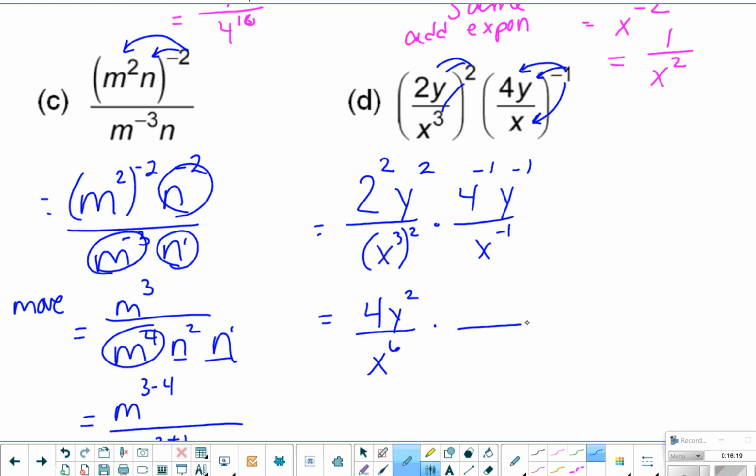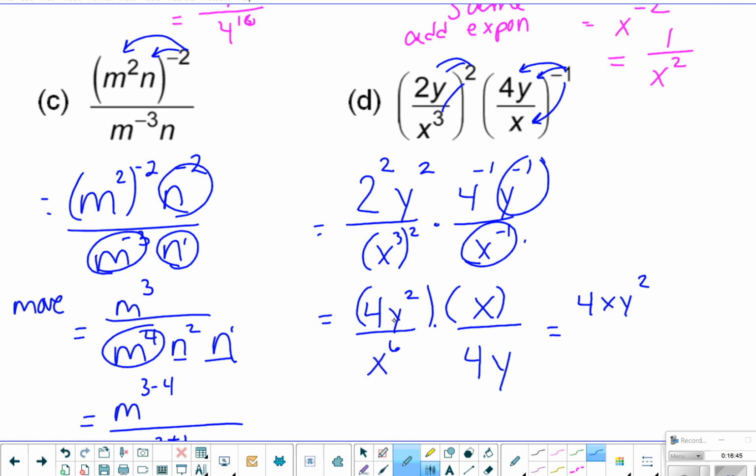I'm going to draw my fraction bar so I can move things top and bottom. 4 to the negative 1 drops to the bottom. y to the negative 1 drops to the bottom. x to the negative 1 is on the bottom, so it moves to the top. All right, now we can rearrange. I'm going to alphabetically rearrange, and when I'm multiplying, numerators multiply numerators, denominators multiply denominators, and reorganize alphabetically. And now reduce. 4 goes into 4 one time. x to the first minus 6. And y to the second minus 1, right? 2 minus a power of 1.